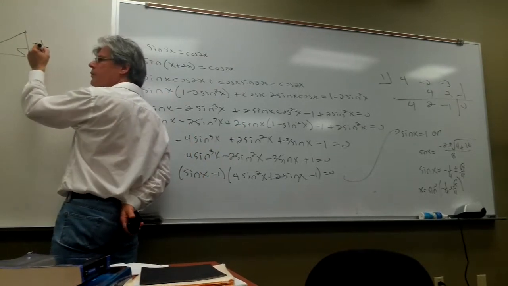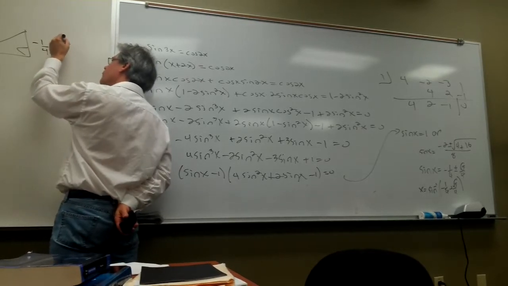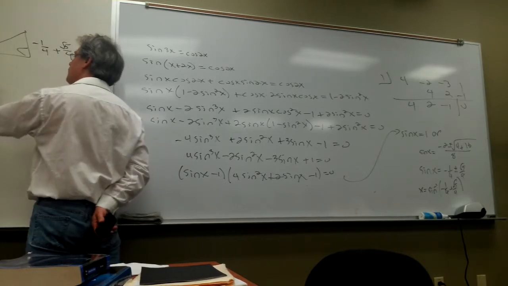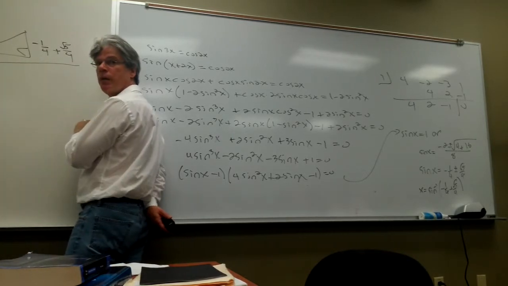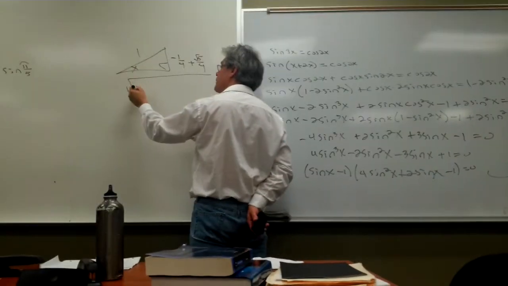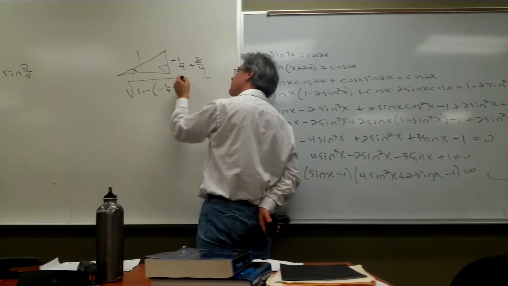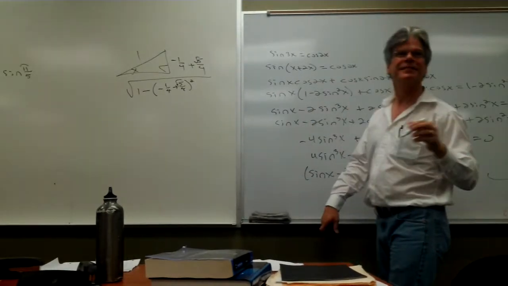Tell me if I'm writing the right numbers. Plus root 5 over 4, is that right? All over 1? Now I can use the Pythagorean theorem to compute this. It's going to be the square root of the square of the hypotenuse minus the square of the other leg. So did anybody do this? Yeah. There was? All right.